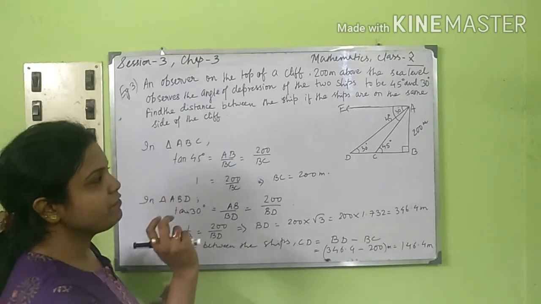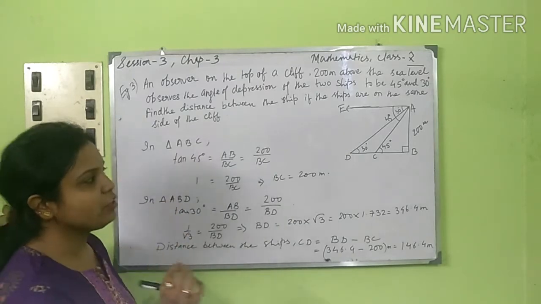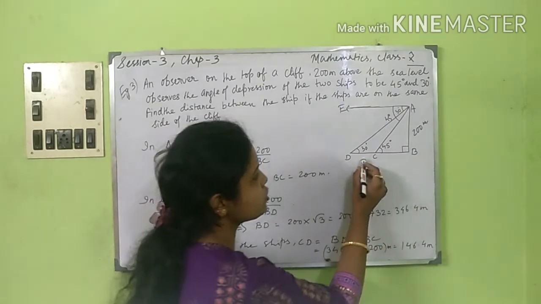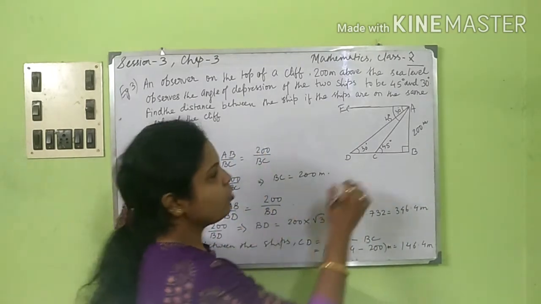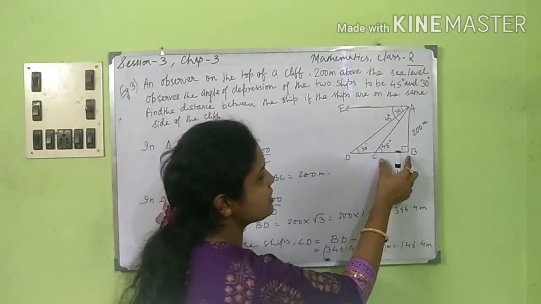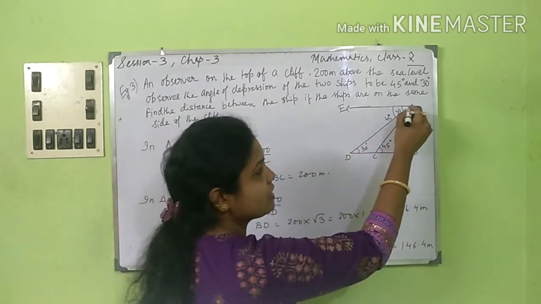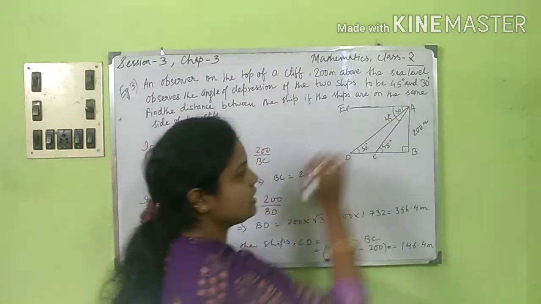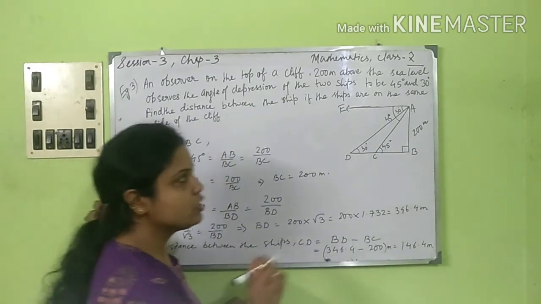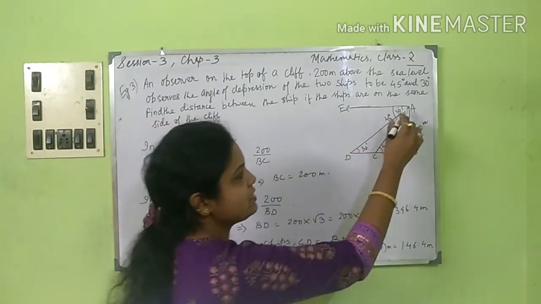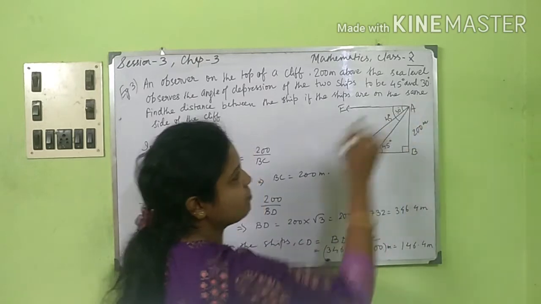We need to find out the distance between the two ships. So this distance between the two ships is what? CD. Now we can get BC and we can get BD, right, from the two triangles. We cannot consider this triangle ACD because it's not a right angle triangle. So we are going to consider two triangles, that is triangle ABC and triangle ABD.